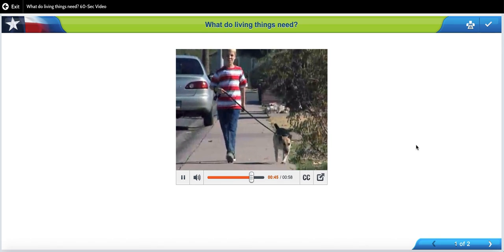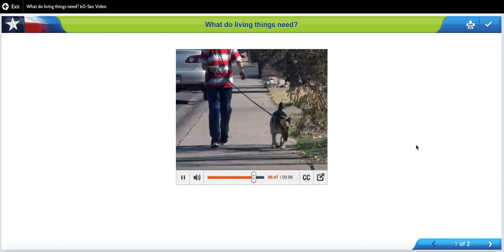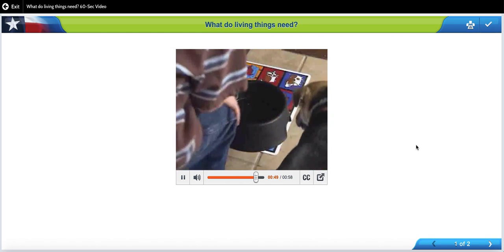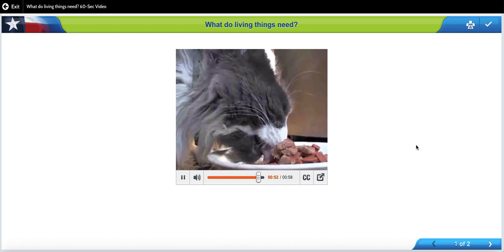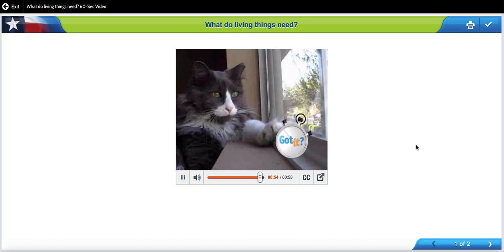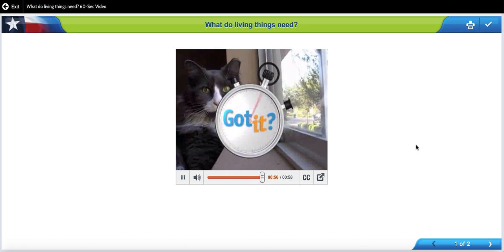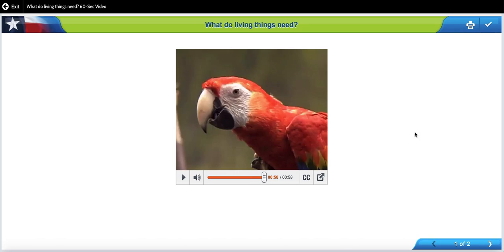Just like animals in the wild, pets have needs too. Pets need air and water. Pets also need food, space, and shelter. Got it? Sure you do. Good job.